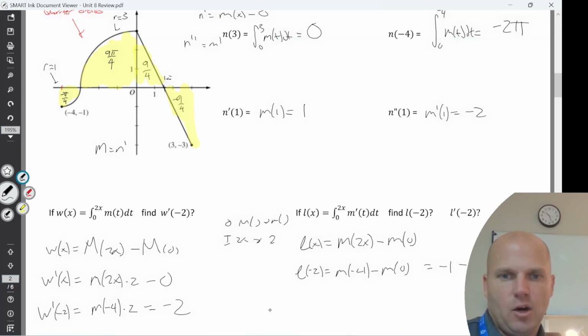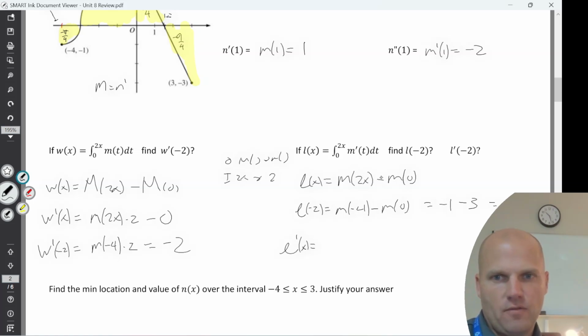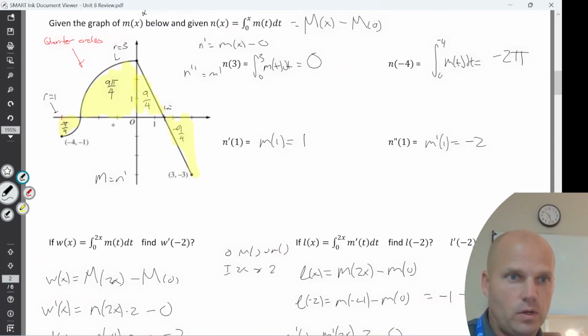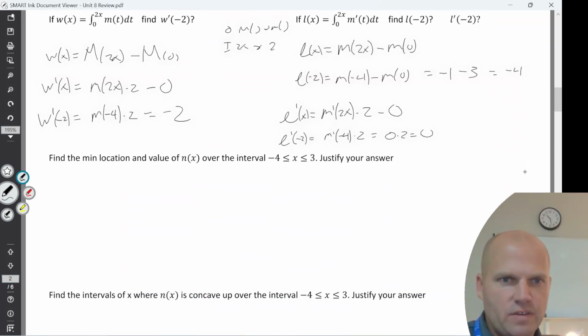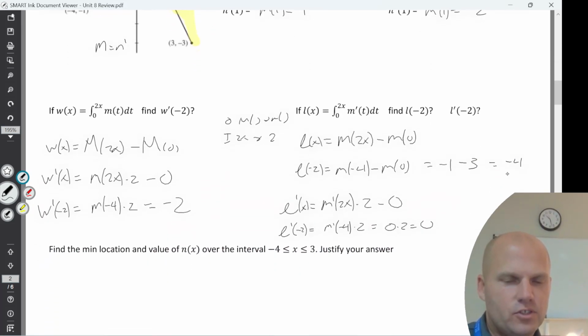So that's fun. And then L prime will be the derivative of this, which will be m prime of 2x times 2 minus 0. L prime of -2 will be m prime of -4 times 2. M slope at -4 looks like it's 0. We're going to just say it looks like it's 0 times 2. It's probably not safe to say that. Probably you want to see that this is the bottom. Min location of n. Oh, shoot.